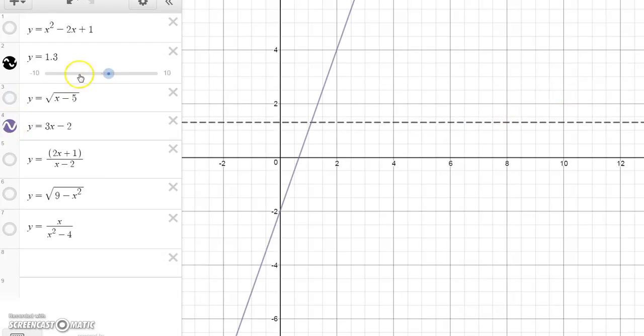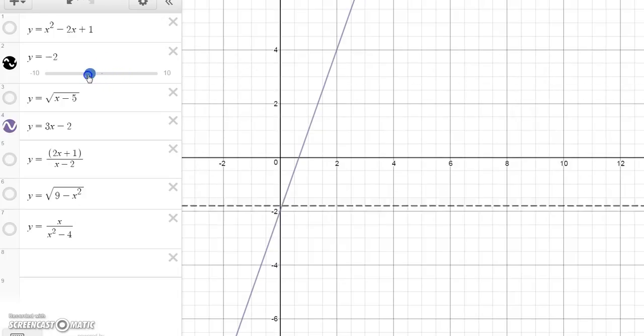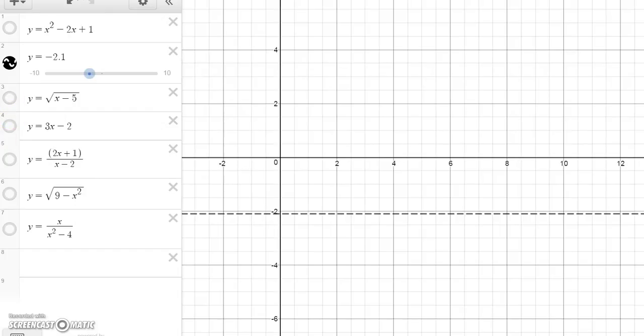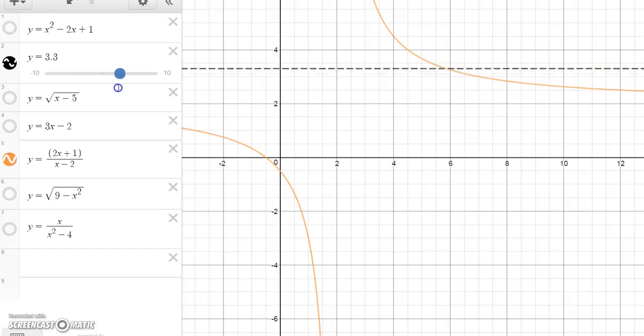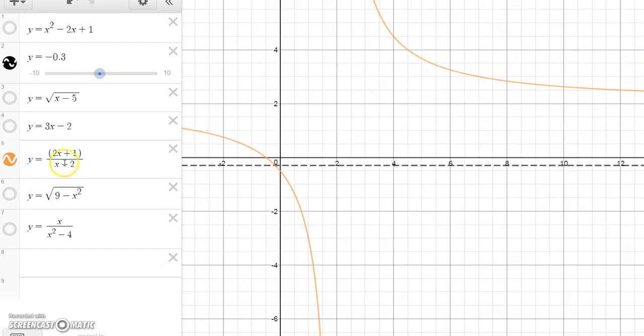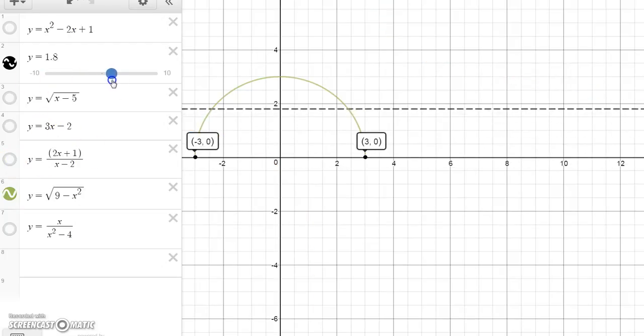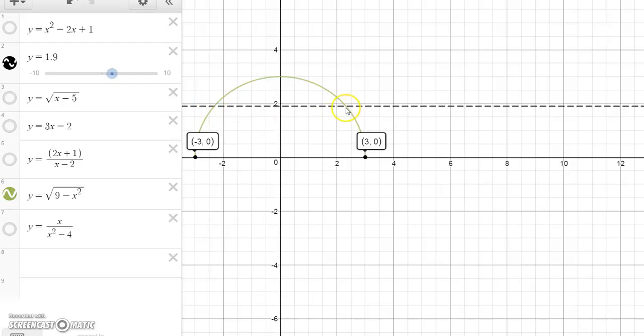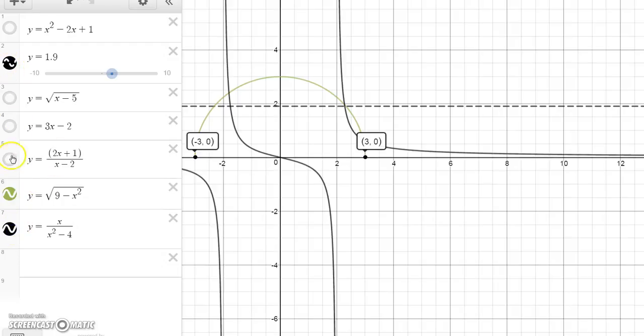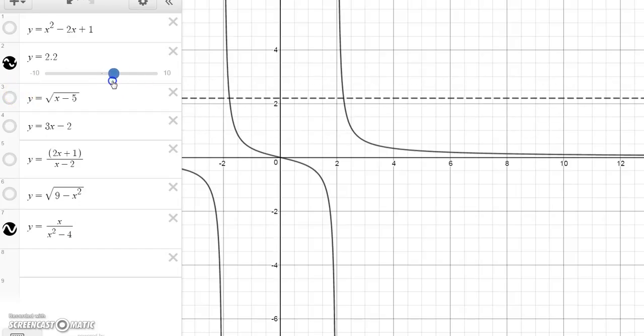This function is one-to-one. This function is, let's see, yeah, this function is one-to-one because the horizontal line only crosses it once. This function is not one-to-one. You can see the horizontal line crosses it more than once. And then finally the last one. This function is not one-to-one. You can easily see right here it crosses it here and here, so it's not a one-to-one function.